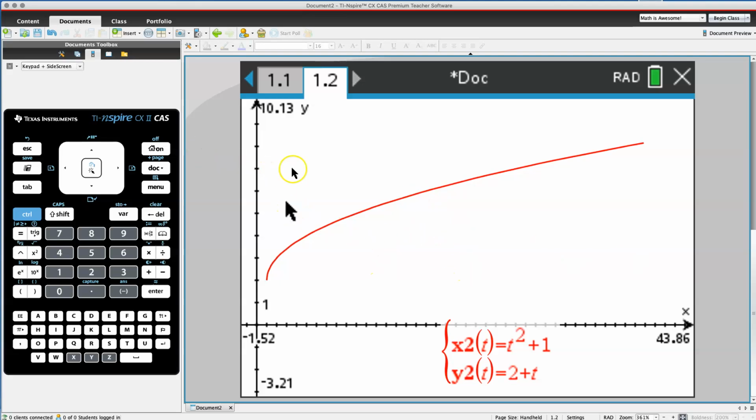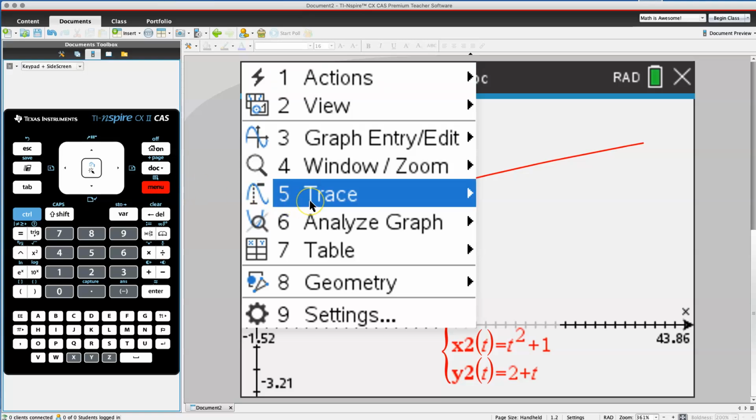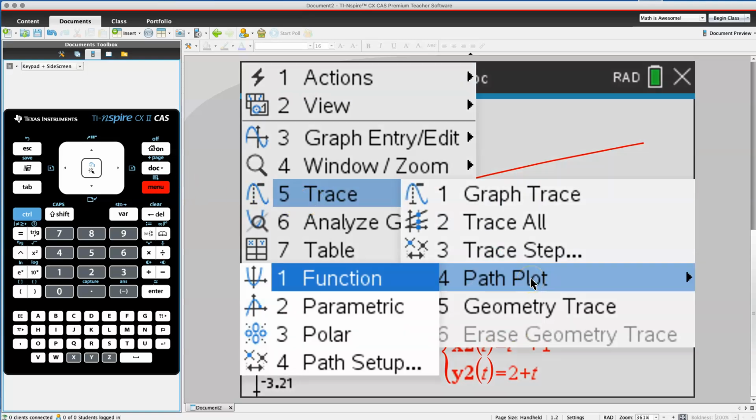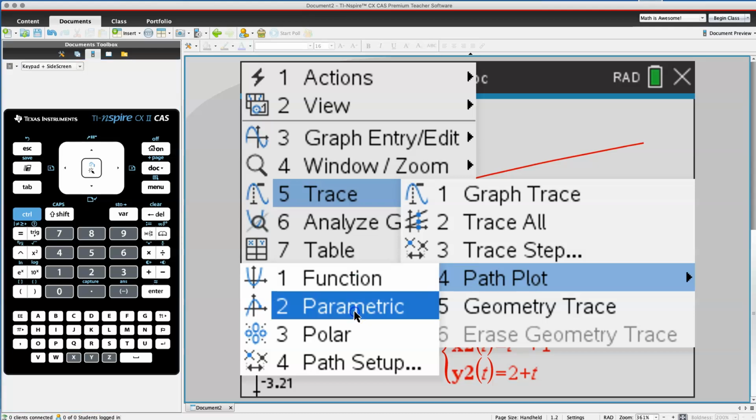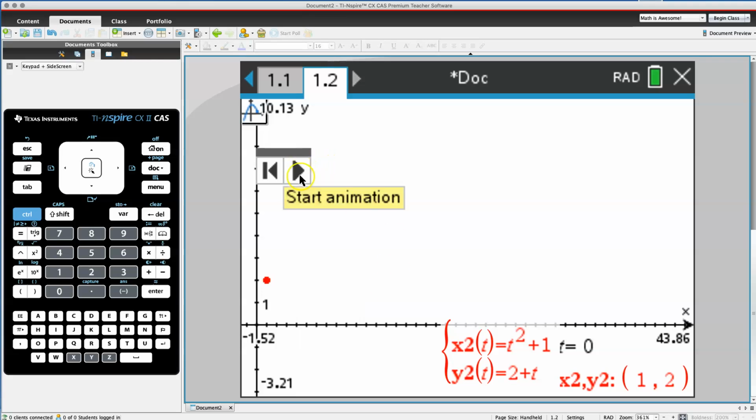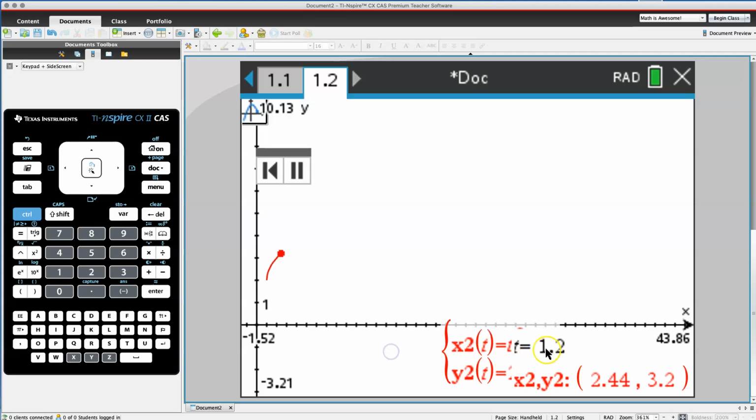So what's unique about the CX II family is that when we go into menu, trace, there is this option to path plot, and we are plotting a parametric. So we're going to path plot a parametric at this moment in time, and we get this play menu right here. So I'm going to go ahead and press play, and you can see that for this graph right here, my t's are increasing. I have the points right here. I did have this equation, and I could pause this if I would like to, and I kind of do.